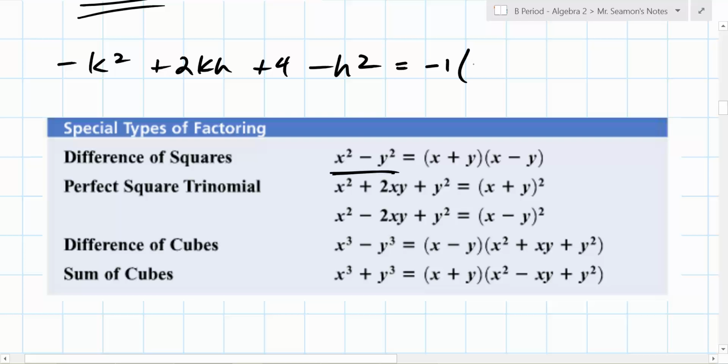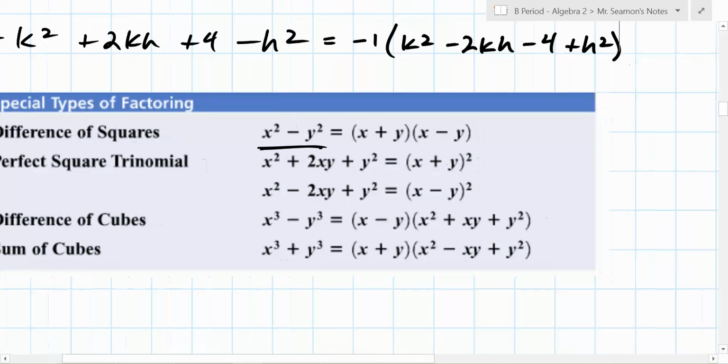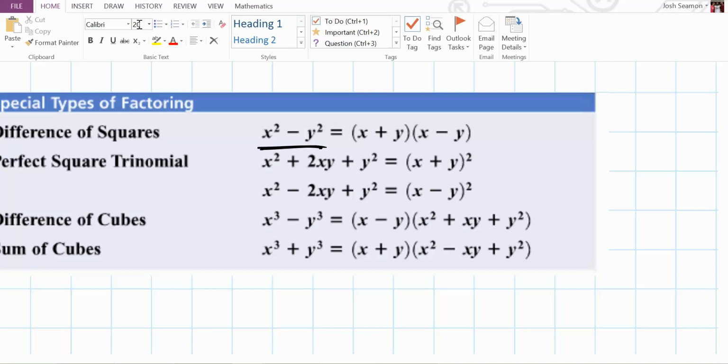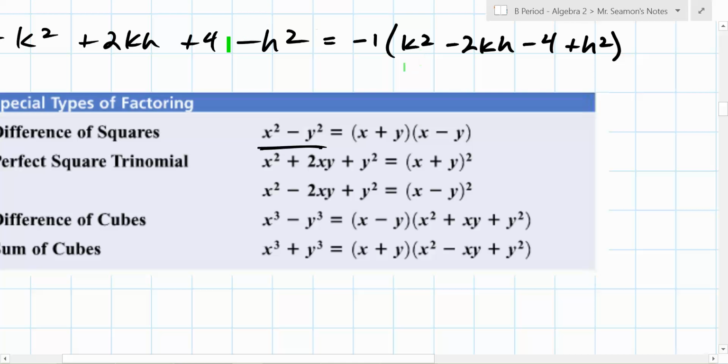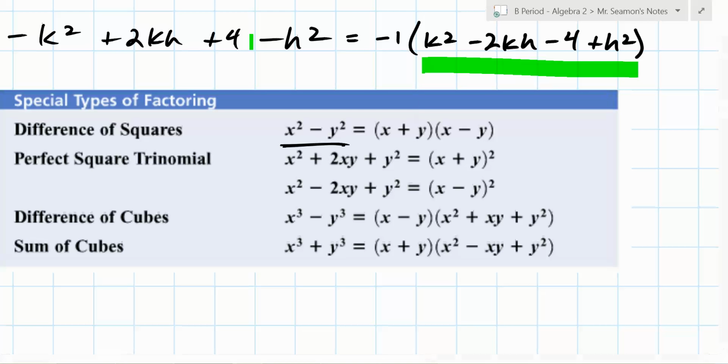If we factor out a -1, can you tell me what this is? k squared minus 2kh minus 4 plus h squared. This thing right here should look familiar or look like one of the ones down there. Which one does it look like? Line 2 or line 3? Which one does it look most like? 3. It looks most like 3, right?